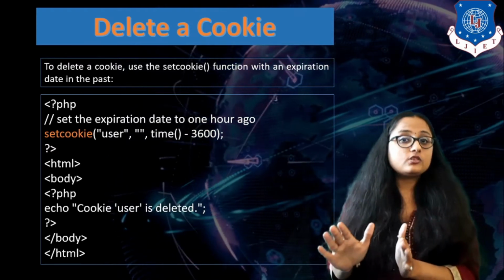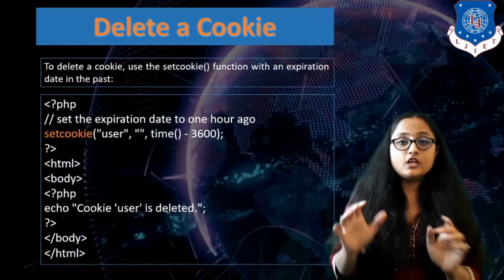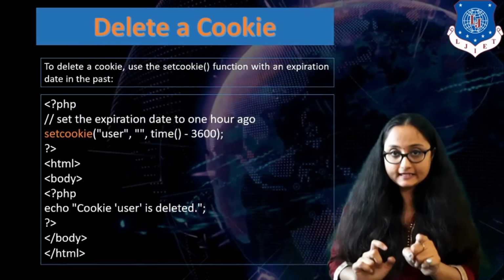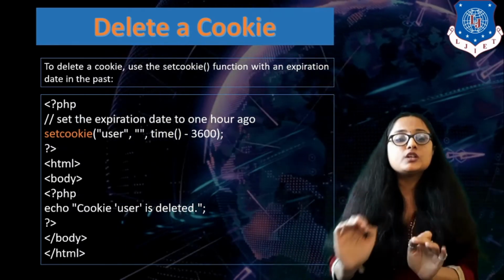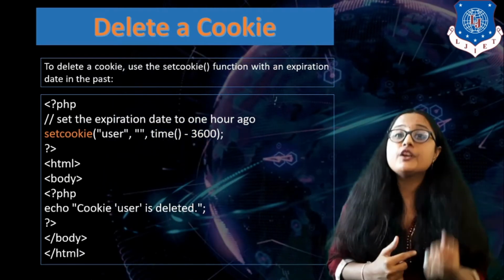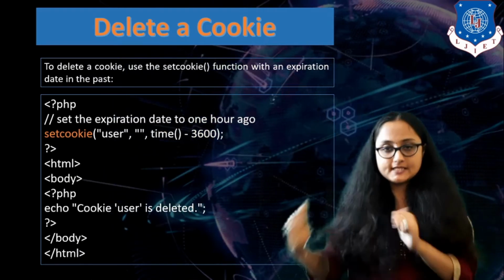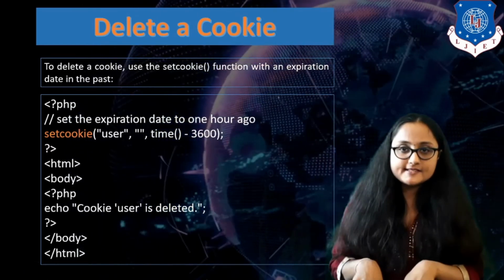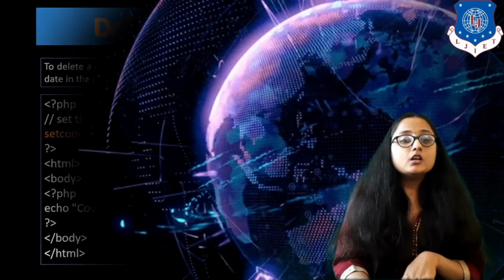As soon as you write this function, whatever cookie with the name user you had created previously will be deleted, right? So you do not have a specific function for deleting a cookie, but this is a trick with which you can delete the existing cookie. Now let us see one program in which we will set and try to retrieve the cookie.